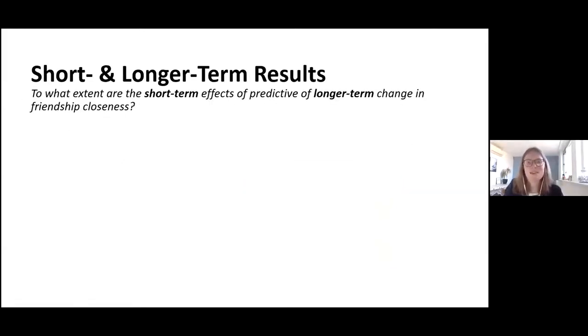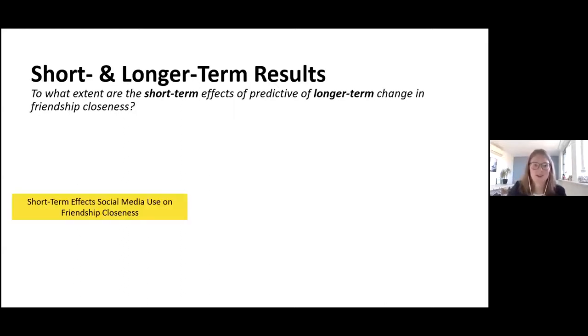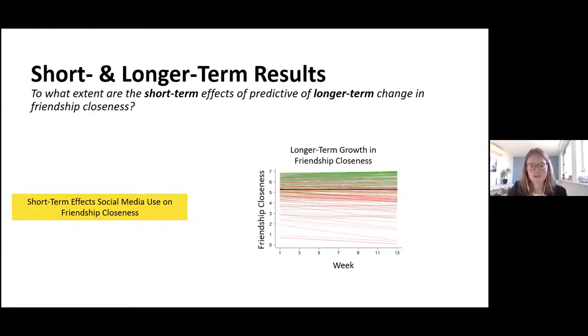Then we were interested in to what extent these short-term effects of social media use and friendship closeness that I presented on the previous slide were related to adolescents' longer-term development of friendship closeness.